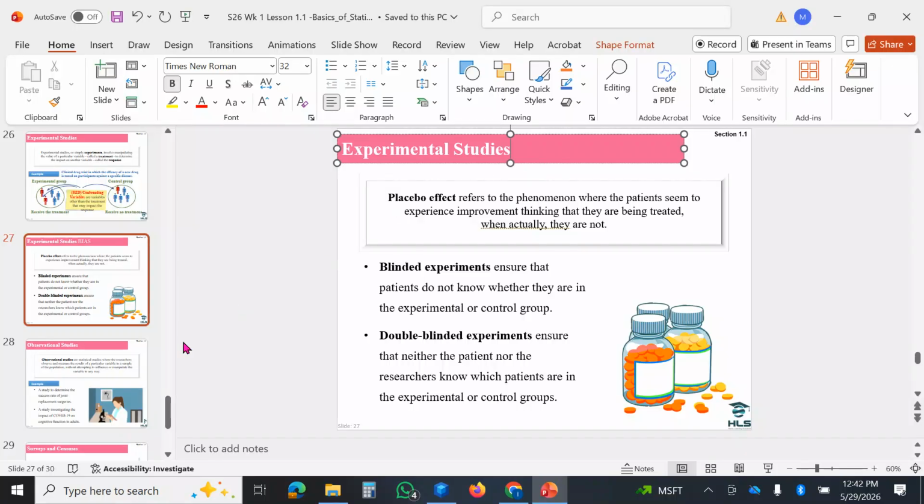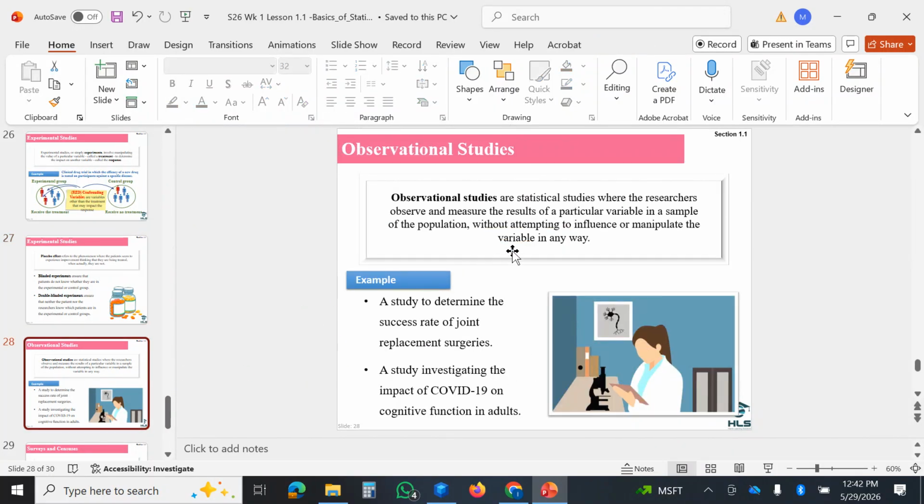We never want bias. Moving on here, observational studies here are statistical studies where the researchers observe and measure the results of a particular variable in a sample of the population without attempting to influence or manipulate the variable in any way. Blah, blah, blah. You're watching a bunch of giraffes live their lives. The giraffes don't even know that you're there. Okay, you're watching children on a playground and how they interact there. Okay, but you are not interacting with them. They don't even know you're there. You're not influencing the study in any way. You're just observing them.